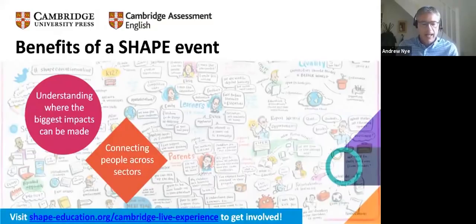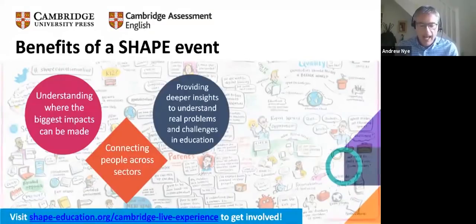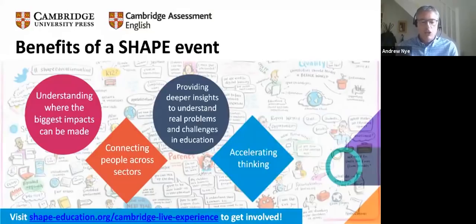This third benefit is really, really important. SHAPE is a way for Cambridge to learn about the world and to collect insights about the challenges that exist. And you, teachers around the world, have those insights. So we need you to help us do that. The fourth benefit is that the methodology that I'm describing of looking outside your own immediate world and your view of the world as teachers and connecting with people from other sectors, this is a way of accelerating everyone's thinking about the challenges and the problems and start being able to come up with solutions.